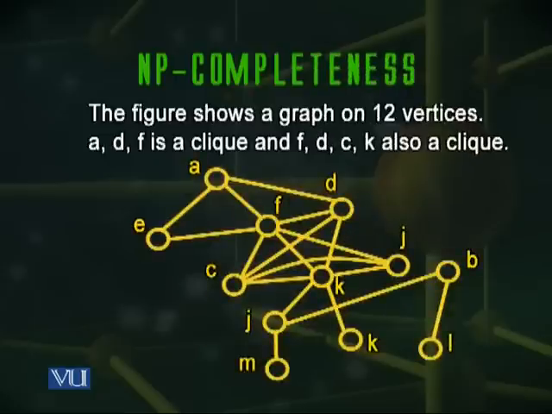Let's look at another figure. This figure shows you a graph on 12 vertices, and in this case what we have is the vertices A, D and F which form a clique in this graph. So this is a larger graph and it doesn't have very large cliques in it, and A, D and F are three vertices which form a triangle, so a triangle would be a clique. So remember, every vertex is a clique on one vertex. On the other hand, if I say I have a clique on two vertices, then I'm saying that I have two vertices that are connected to each other.